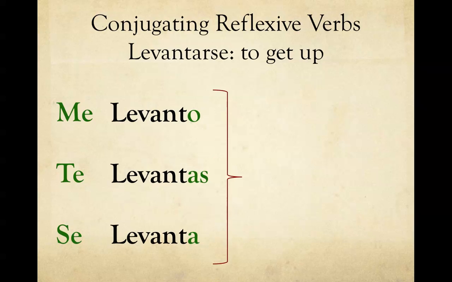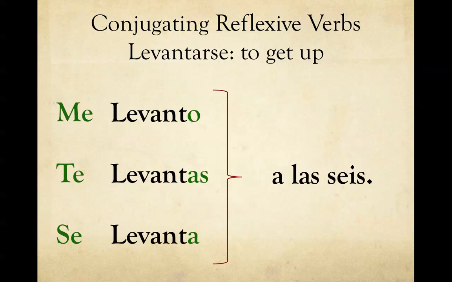If we want to make a complete sentence, we can say, for example, me levanto a las 6. I get up at 6 o'clock in the morning. Me levanto a las 6 de la mañana. Te levantas a las 6 de la mañana. O se levanta a las 6 de la mañana. Okay? For example, Juliana se levanta a las 6. Juliana being my subject. Okay? I can add the name of the person to the front as well.